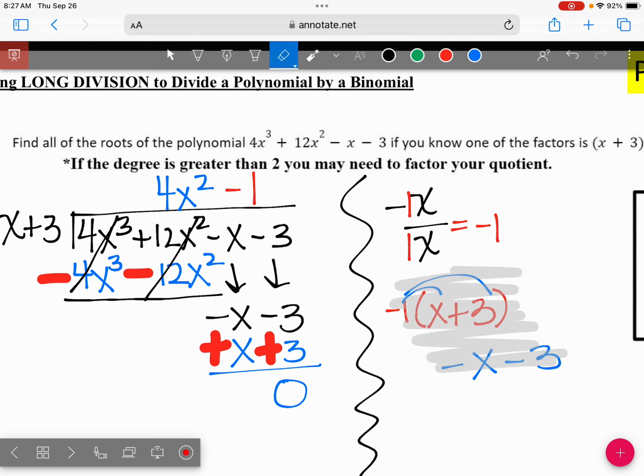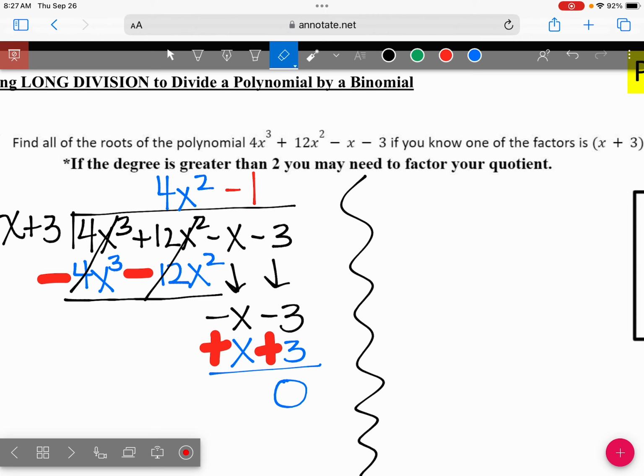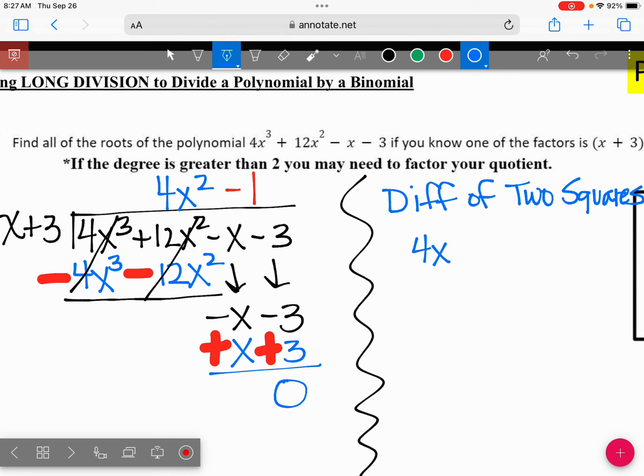Okay. So now let's factor what's on the roof. On the roof we have what is called the difference of two squares. It's a pattern. You don't need to make a box. So we have 4x squared minus 1. If you look in the front, these are both perfect squares. So when you see that you have perfect squares, you make your two parentheses.